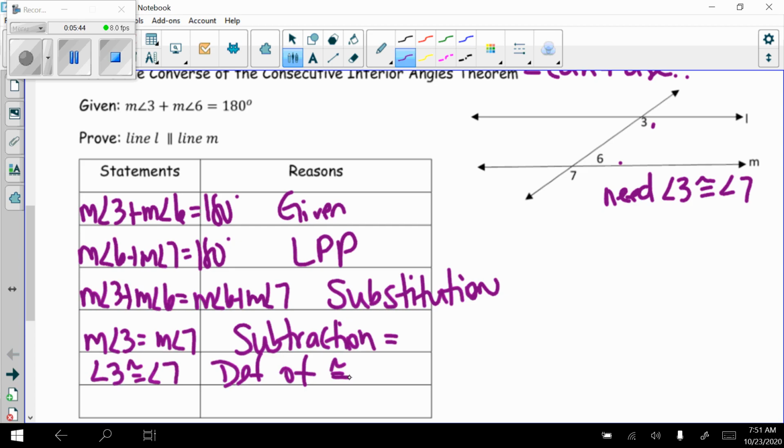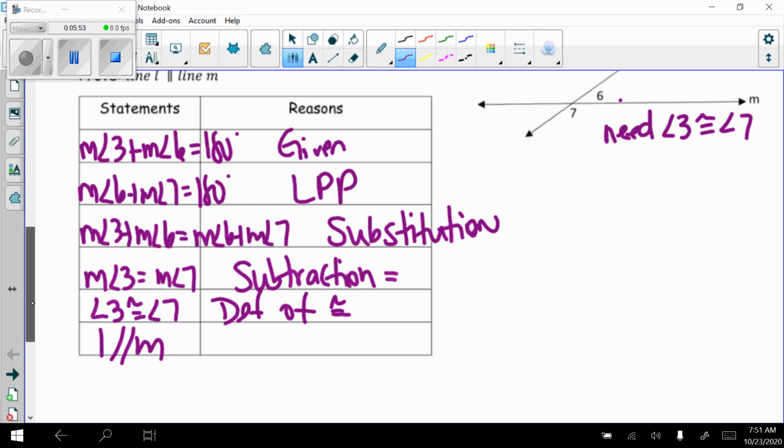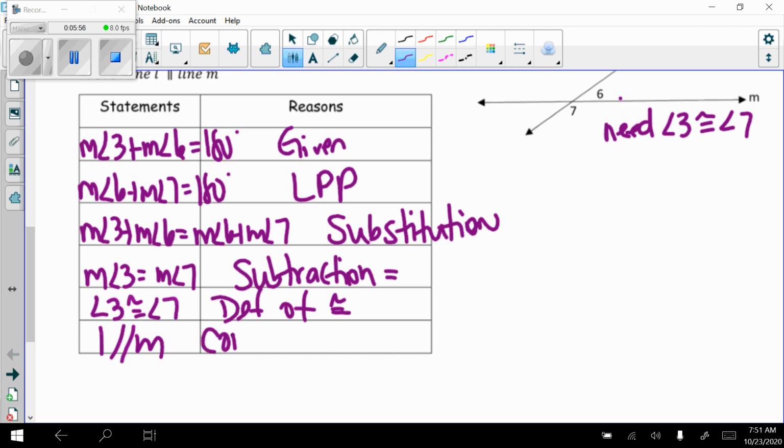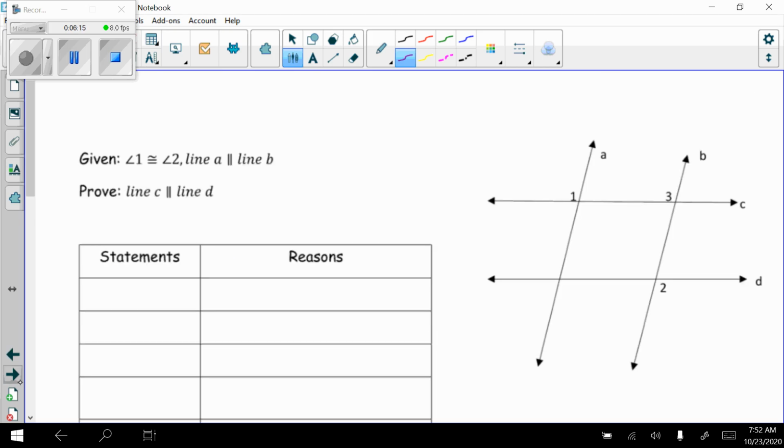Now that I have angle 3 and angle 7 congruent, I can say that line L is parallel to line M, because 3 and 7 are corresponding, based off the converse of the corresponding angle postulate. Remember, anytime you're proving lines parallel, you must use the converse of a postulate or a theorem. All right, let's turn the paper over and look at some more back here.